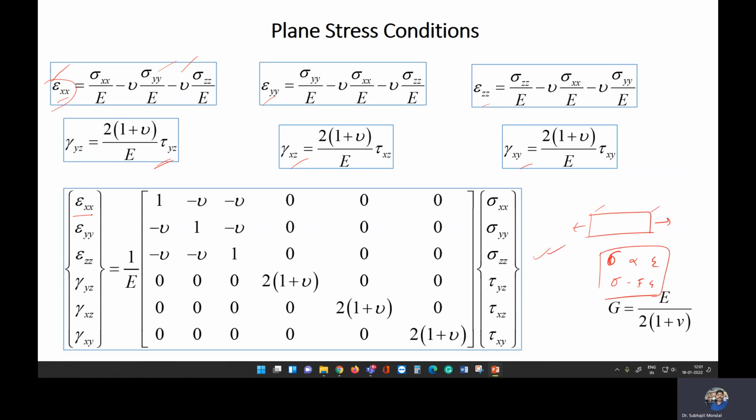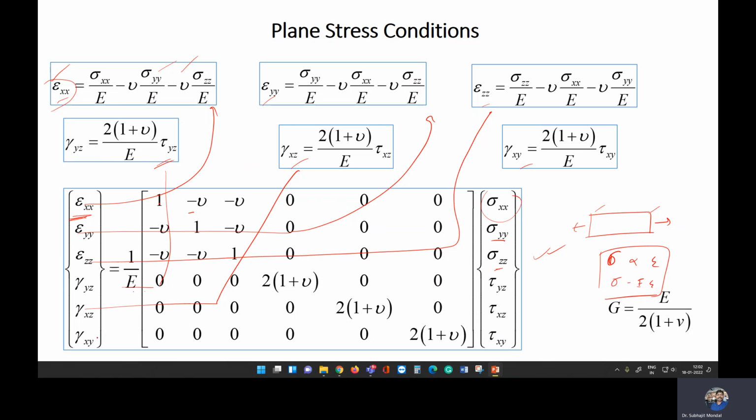So here you can see that epsilon xx is equal to sigma x by E minus mu sigma y by E minus mu sigma z by E, and we multiply here, it will be 0. Basically this first equation corresponds to this one, the second corresponds to this equation, and the third one corresponds to the third equation, and similarly this is for the fourth, this is for the fifth, and this is for your sixth equation.